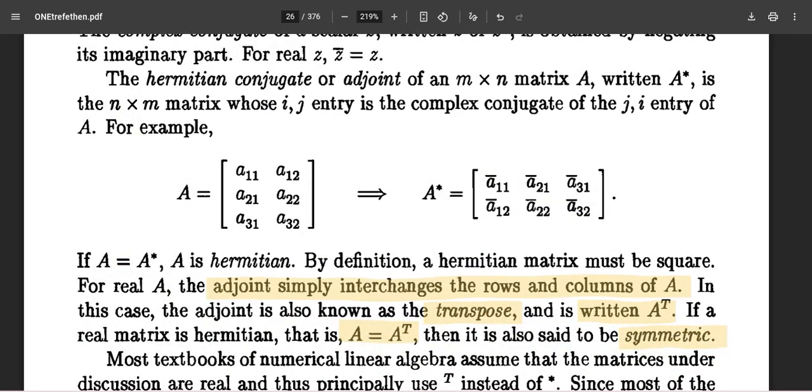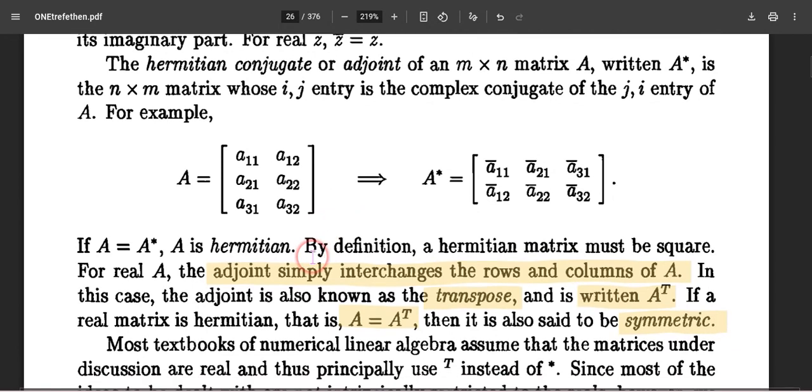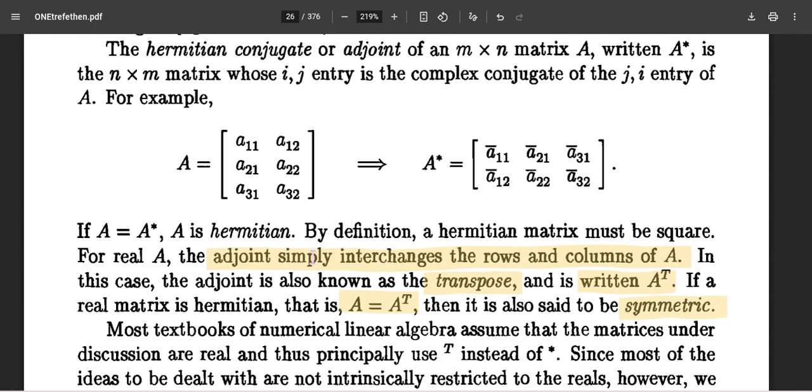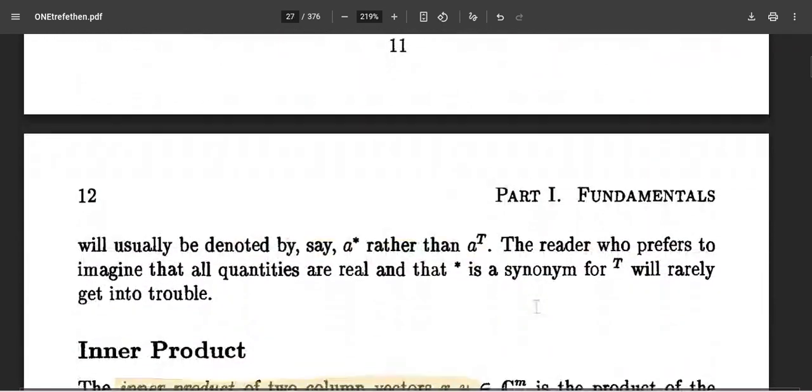Before going further, let us understand the concept of adjoint, or in the real sense, in real analysis, it is called the transpose. Transpose is nothing but simply interchanging the rows and columns of a matrix A. It means we are exchanging the rows as columns and columns as rows to create another matrix called A transpose. If A transpose is equal to A, then that matrix is said to be a symmetric matrix. So this is one concept.